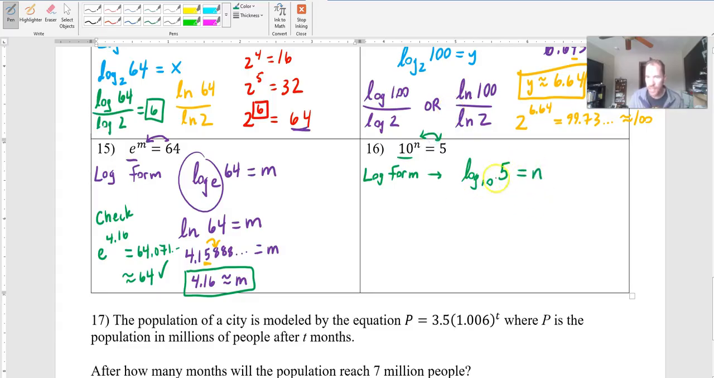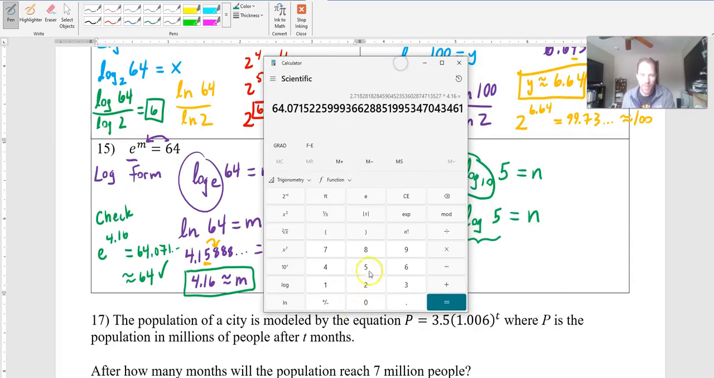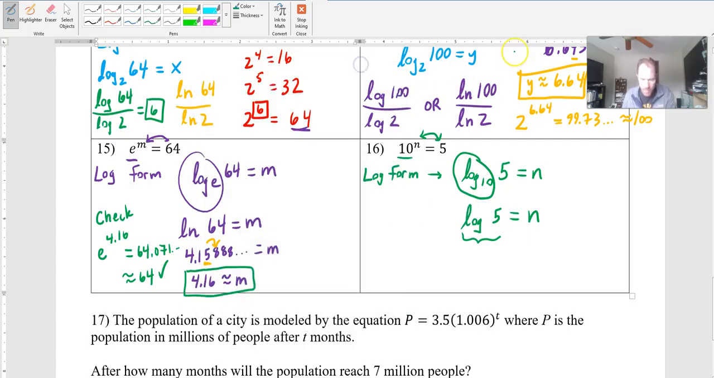And this is then log base 10. That's the common logarithm. So on the calculator, I can just do the log button. Log of 5 equals n. And again, this is an exact answer, but let's see what the calculator says when we do the common logarithm of 5. There it is. 5's common logarithm, 0.6989. I'll just write that down, 0.6989, and then we'll round it.